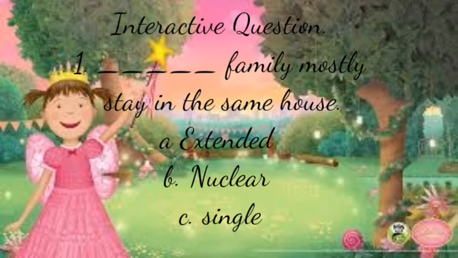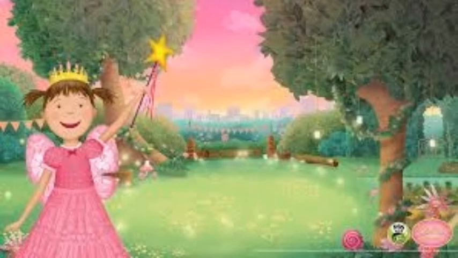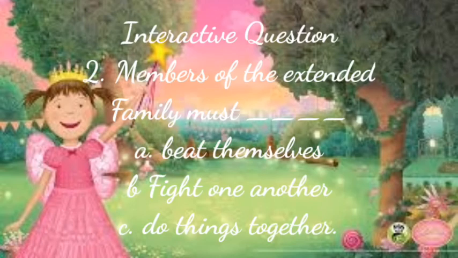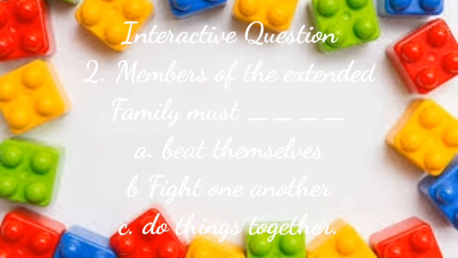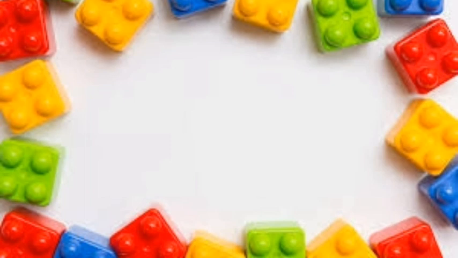Now, number two interactive question says members of the extended family must dash. Members of the extended family must dash. A. Beat themselves. B. Fight one another. C. Do things together. The right option is C. Do things together.